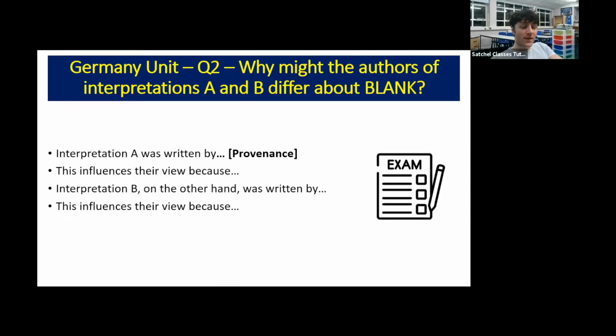And then again, you just repeat that process for B. So who was B written by and when, and how would that influence the viewpoint that is in that interpretation? Again, just as an insurance policy, we include our summary sentence.